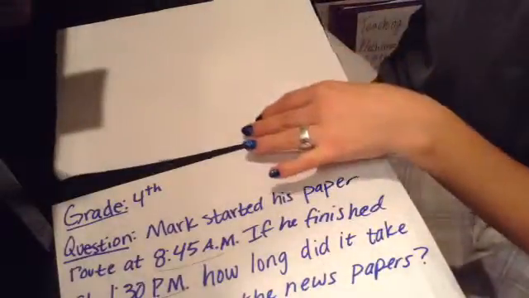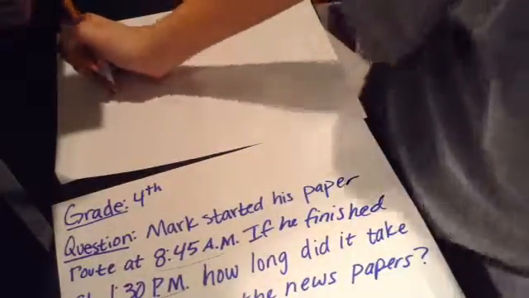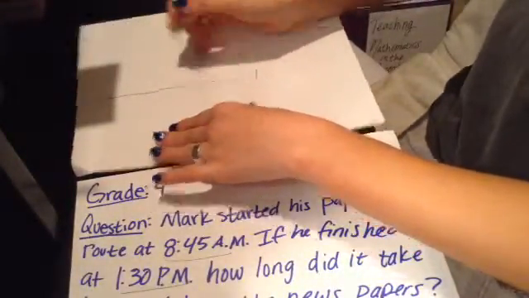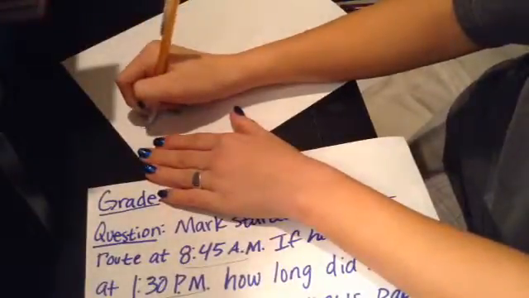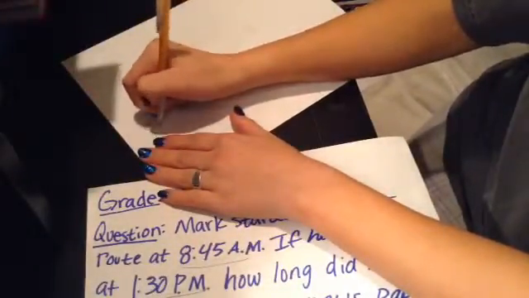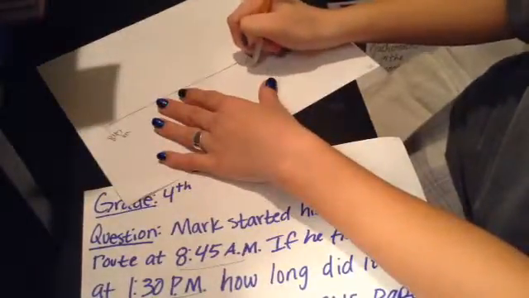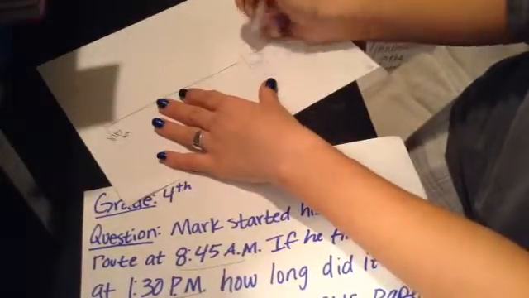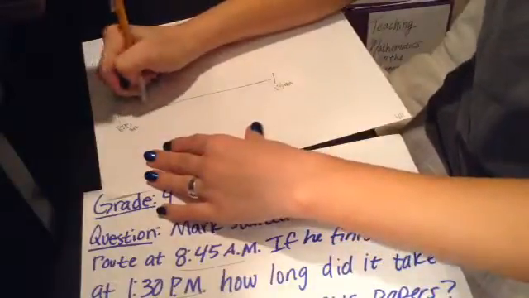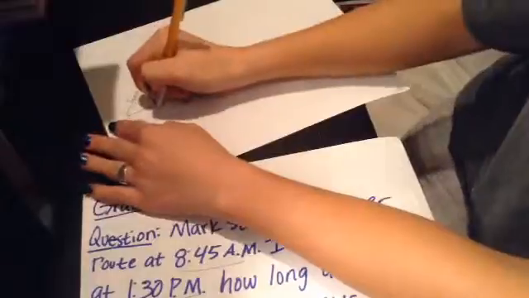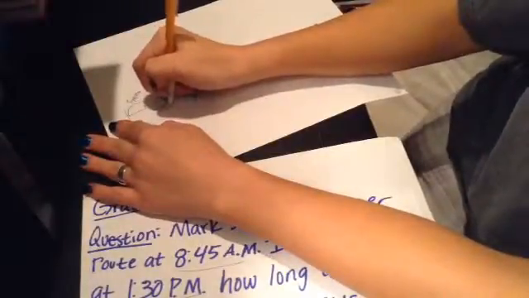Now my second method is using a timeline. So, draw out a normal timeline that you've probably done before. And we know that he started at 8:45 a.m. and he finished at 1:30 p.m. So we know two things. We know when he started, we know when he finished. So what I'm going to do is add 15 minutes to make it 9 o'clock, just so it's a little bit easier. I like to do it like that.